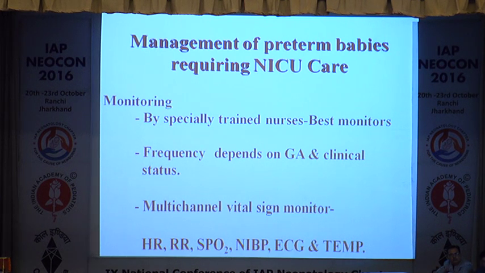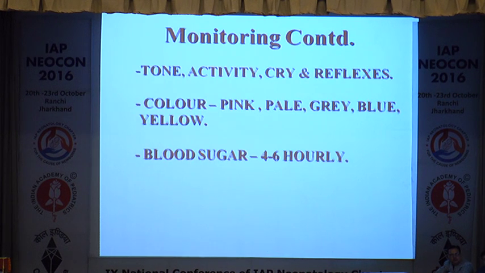Then the monitoring of the baby. I must say that a trained nurse is the best monitor. Nothing can replace it. And the frequency depends on the gestation and the clinical status of the baby. In NICUs, we should have a multi-channel monitor to monitor heart rate, respiration, oxygen saturation, NIBP, ECG, and temperature. Otherwise, we must have a pulse oximeter at least to monitor such babies in our resource limited condition.